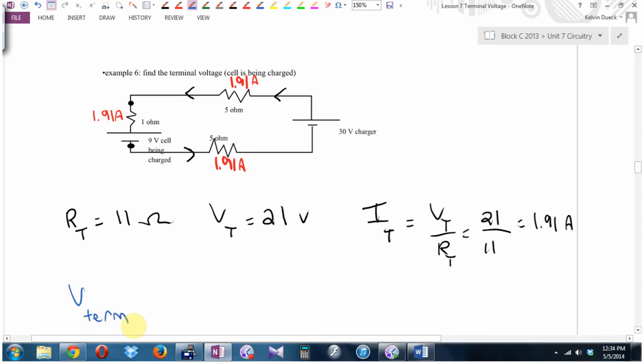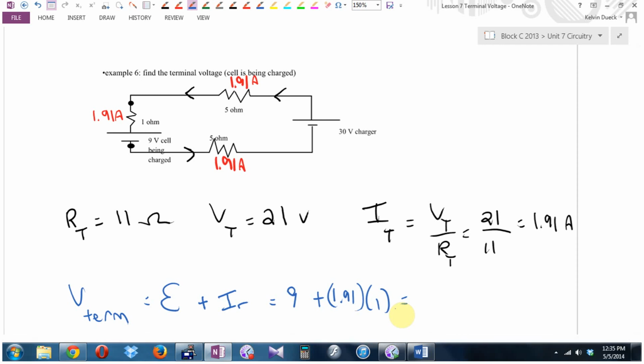The terminal voltage, are we recharging or discharging our battery? We're recharging, so it's going to be the EMF plus that little gain. 9 volts plus 1.91 times the internal resistor. If you measured across that battery in this setup, you would not read a 9-volt battery. You'd read a little bit extra, a little bit bigger than 9 volts, and it's that little bit bigger than 9 volts, William. That's what's doing the recharging.